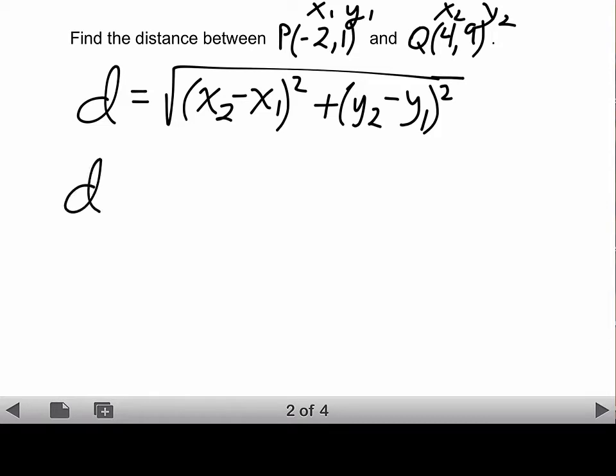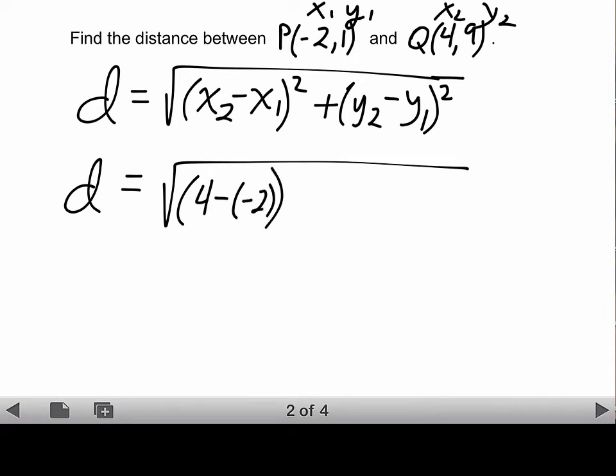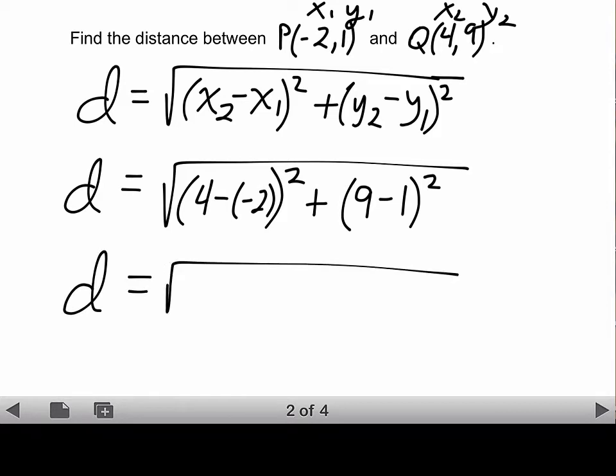So, fleshing out the formula here, we have d is equal to the square root of x2 minus x1, which is going to be 4 minus negative 2. Again, we need to mind our negatives. The minus comes from the formula, and then there's a negative 2, which is the negative coordinate. Anyway, plus y2 minus y1 is going to be 9 minus 1, and that quantity is squared. So, following the order of operations, we're going to do what's inside the parentheses first, and let me make that radical a little more obvious here.